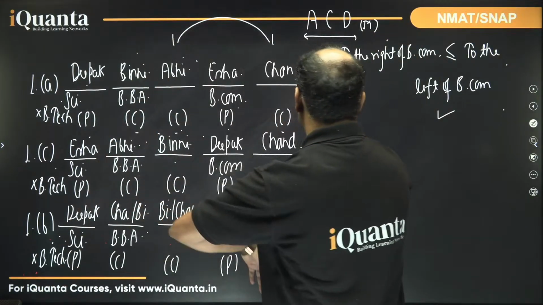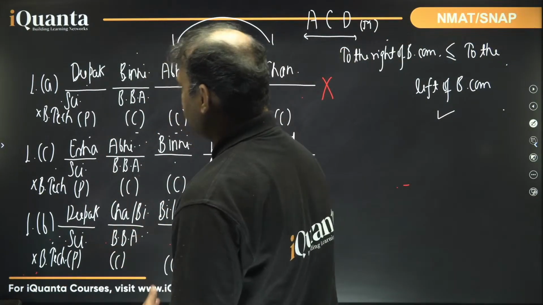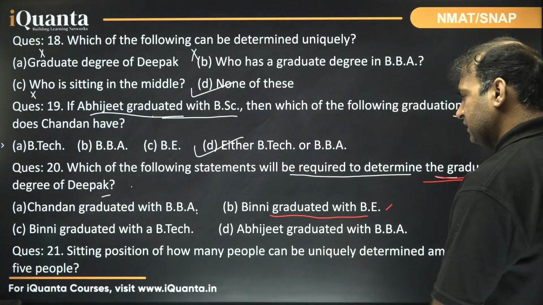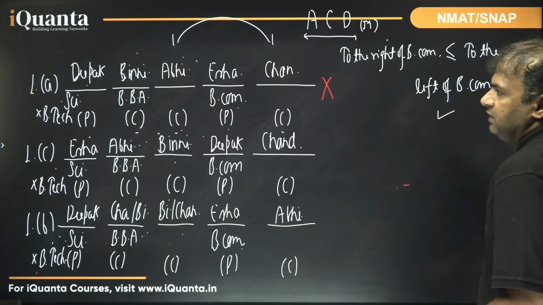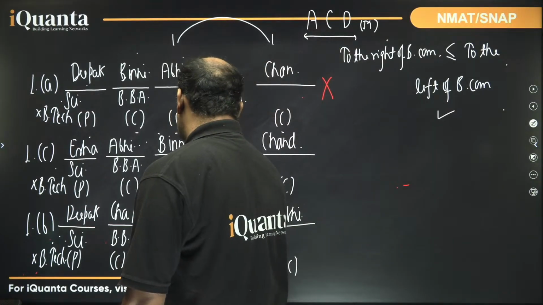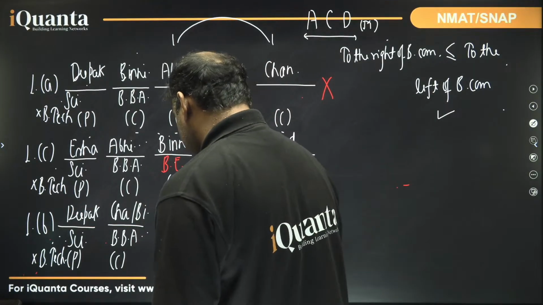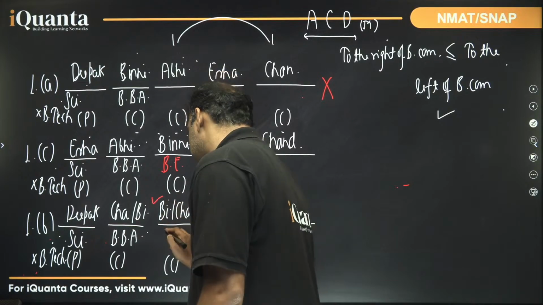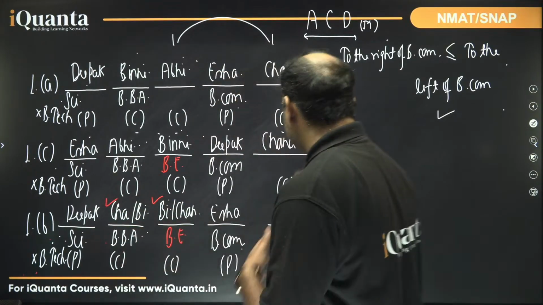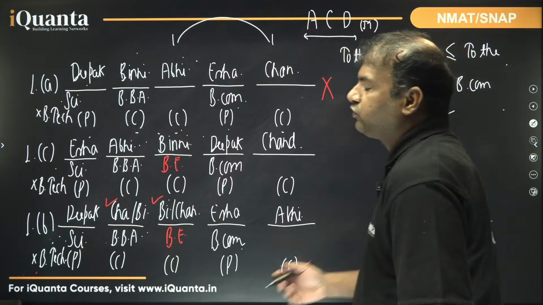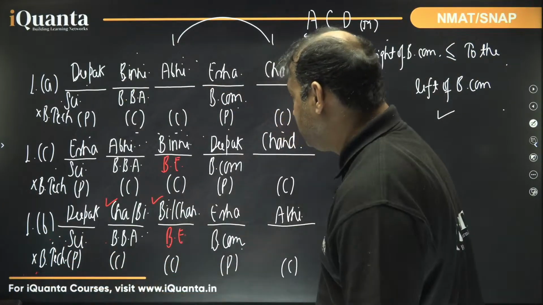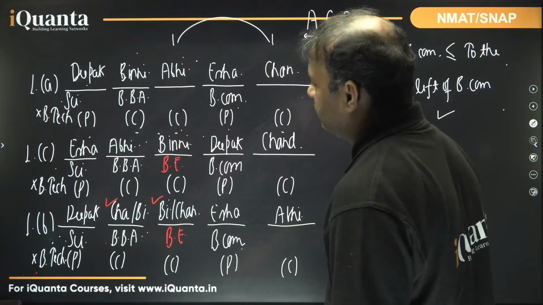First case is not possible because Bini is not graduated with BE. Bini in this case is graduated with BBA. In the second case Bini is BE, which is possible. Let me draw this. Third case, Bini with BE would be possible if Bini is here and Chandan is here. So these two cases are still possible, and we have to try to find the graduate degree of Deepak uniquely, guys.